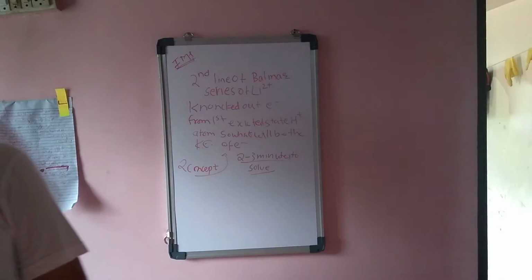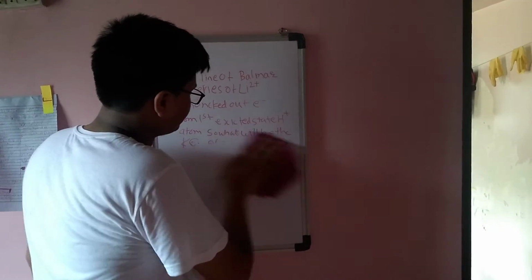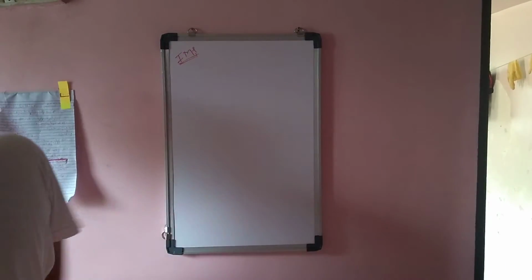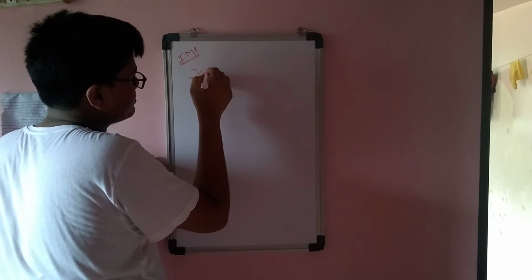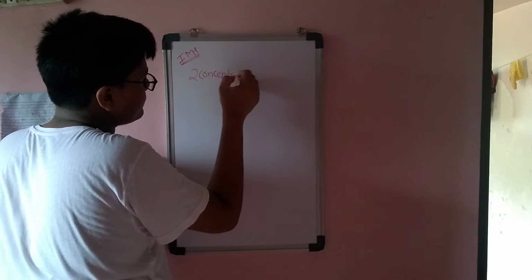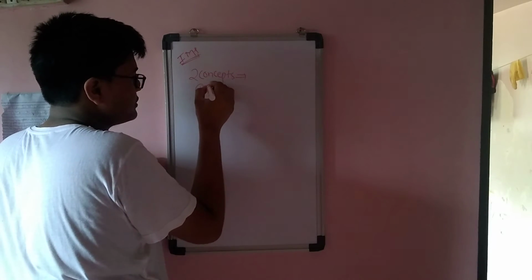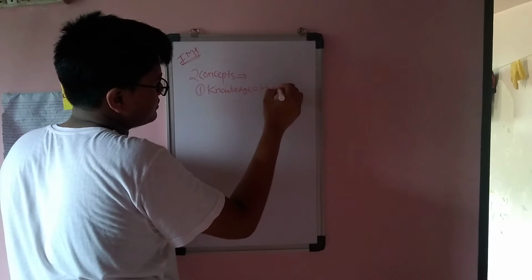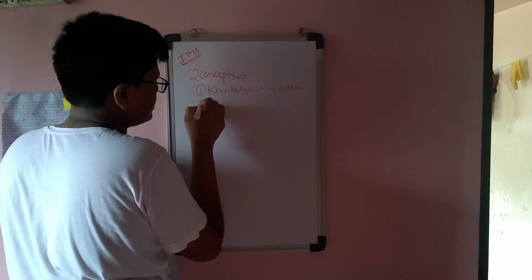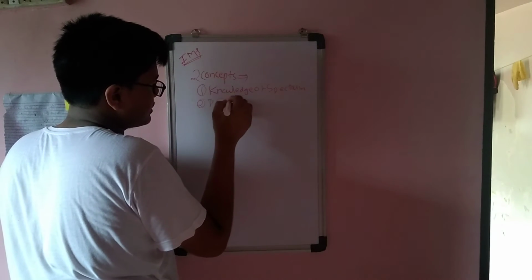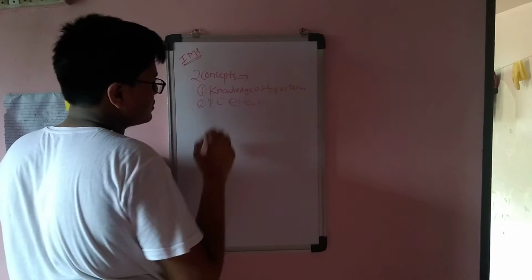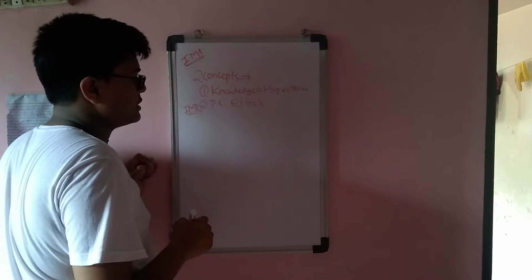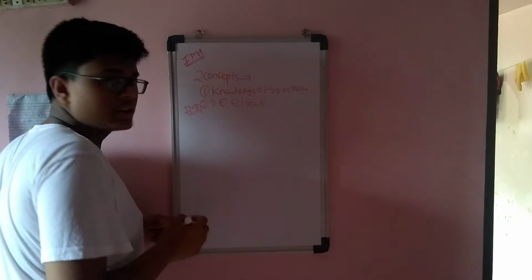Let us start. While solving an advanced question, you should know what kind of concepts are there in the question. So in this question, there were two concepts: first, the knowledge of spectrum, and second, the photoelectric effect. It is an important concept, the photoelectric effect.